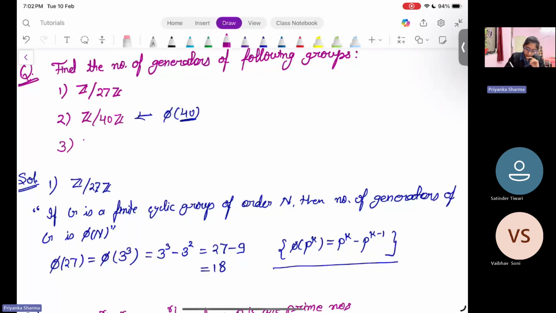Now write this also: units of Z over 10Z. What will be the number of generators in this?